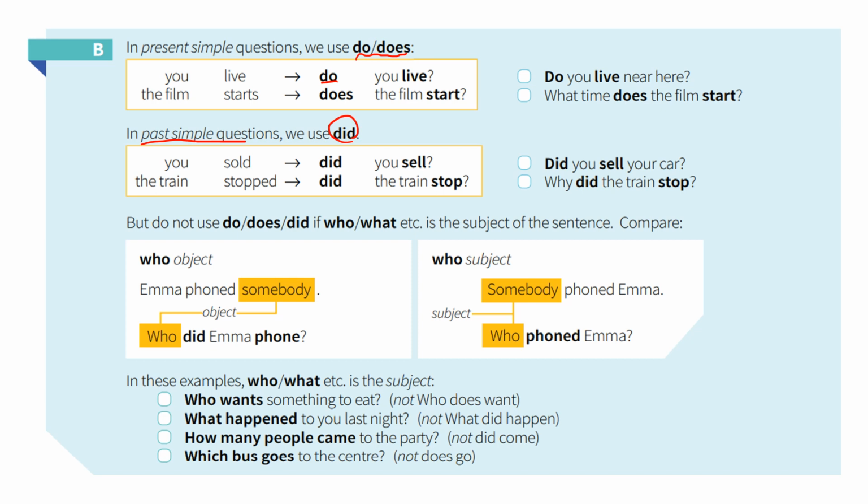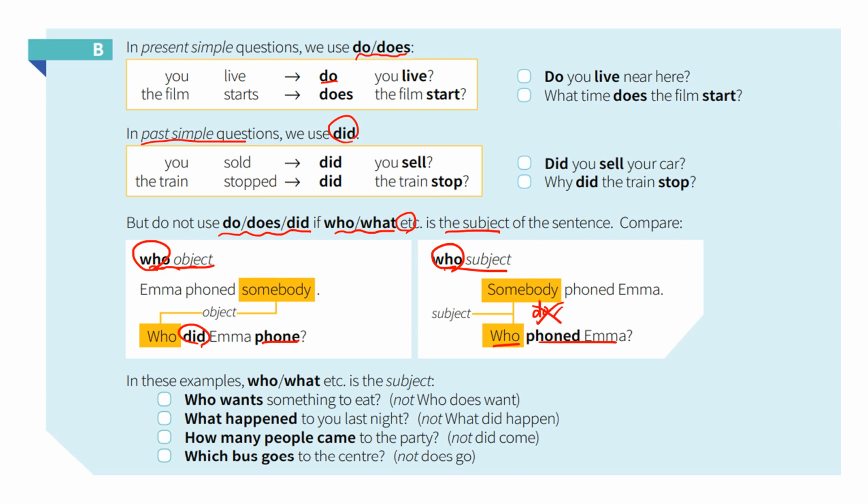But do not use do, does, did if who, what, etc. is the subject of the sentence. Who, object? Emma phoned somebody. So who did Emma phone? Who, subject? Somebody phoned Emma. So who phoned Emma? This one, who is the object, and this one, who is the subject. Here do not use do, did, or does.